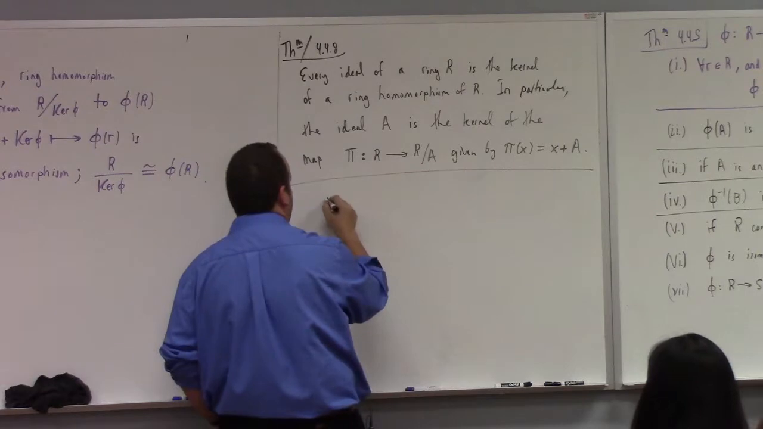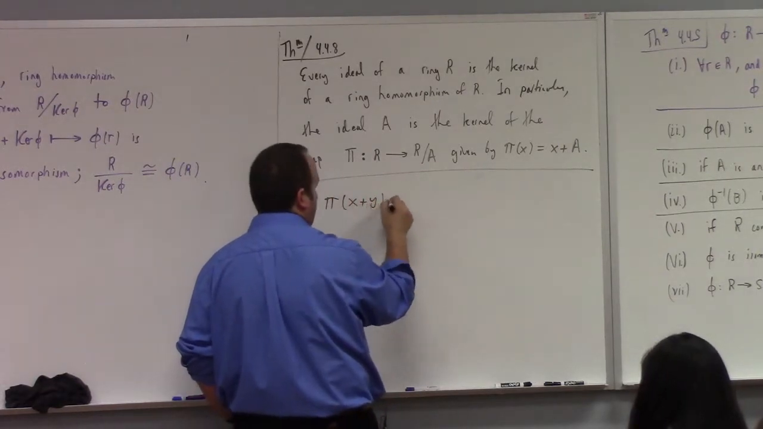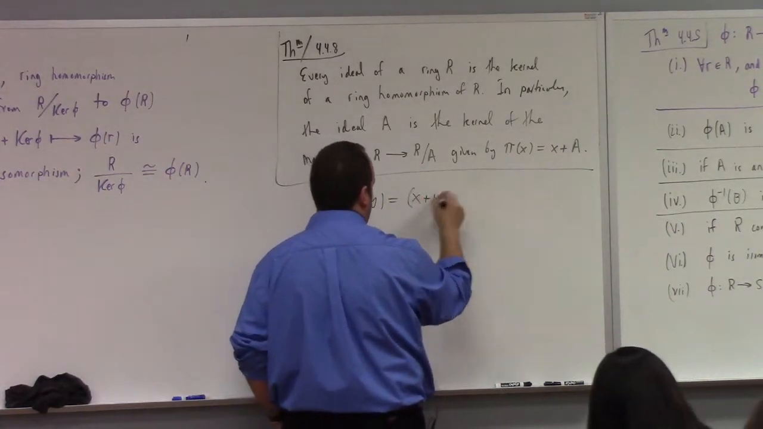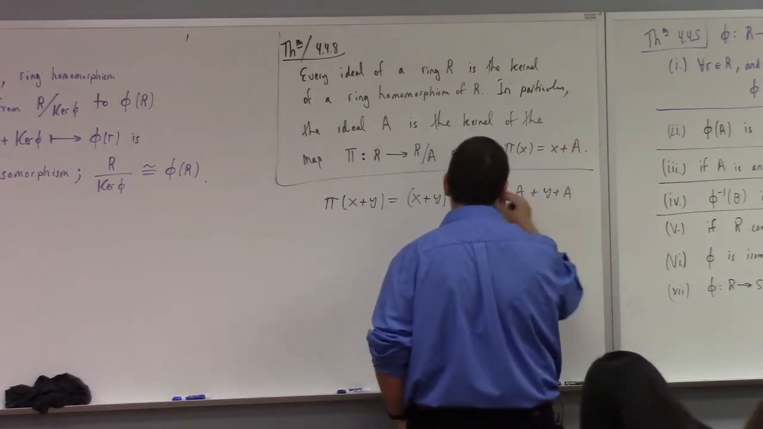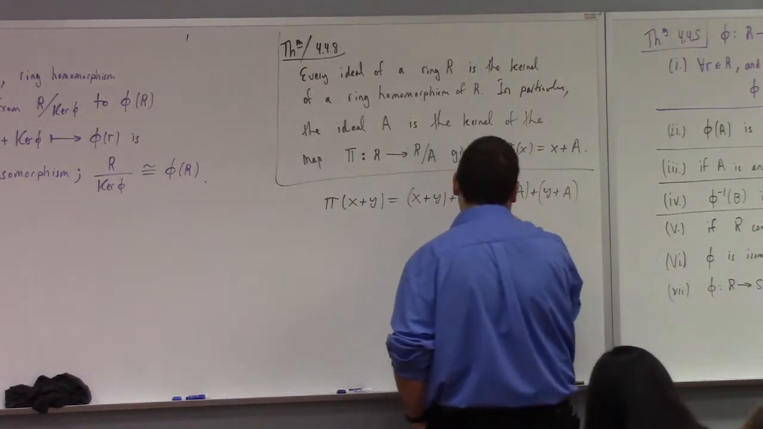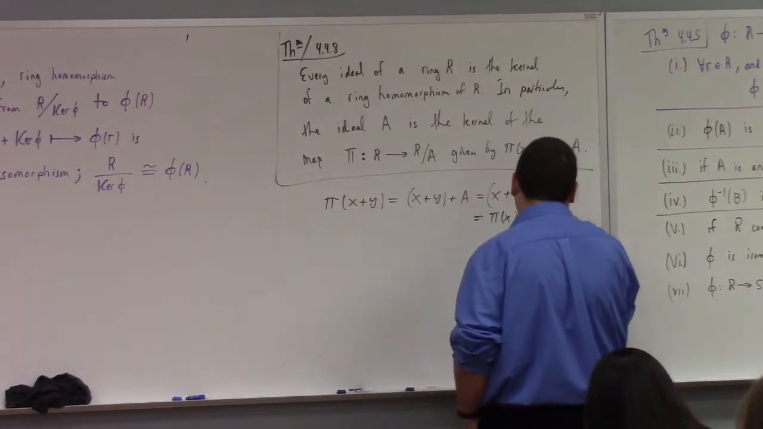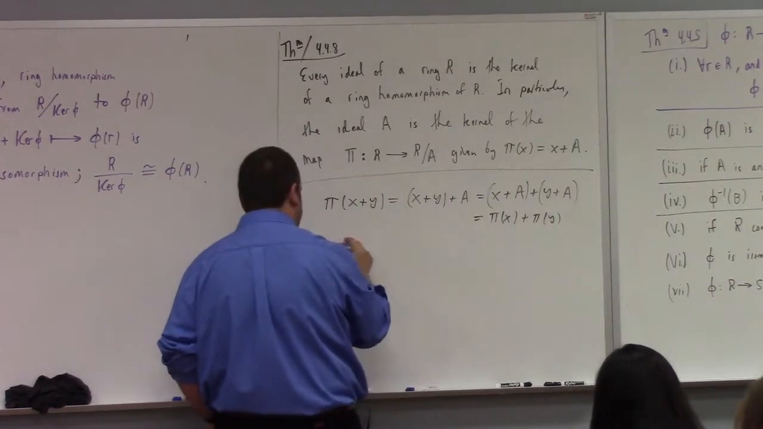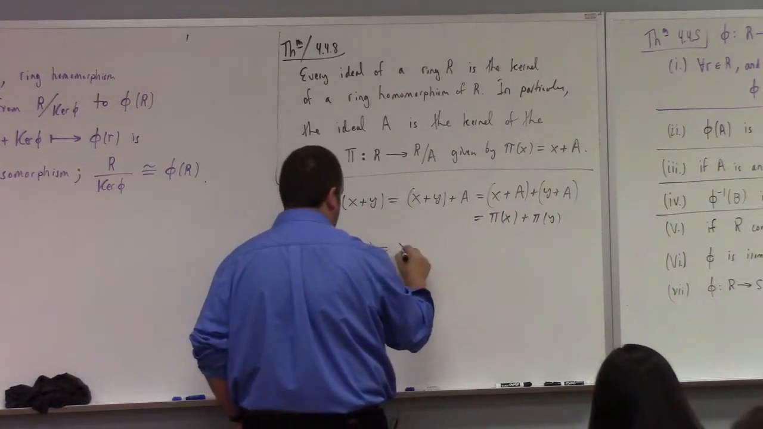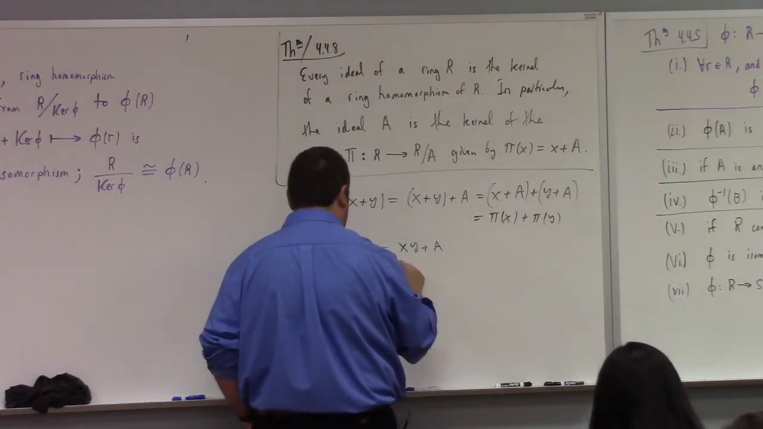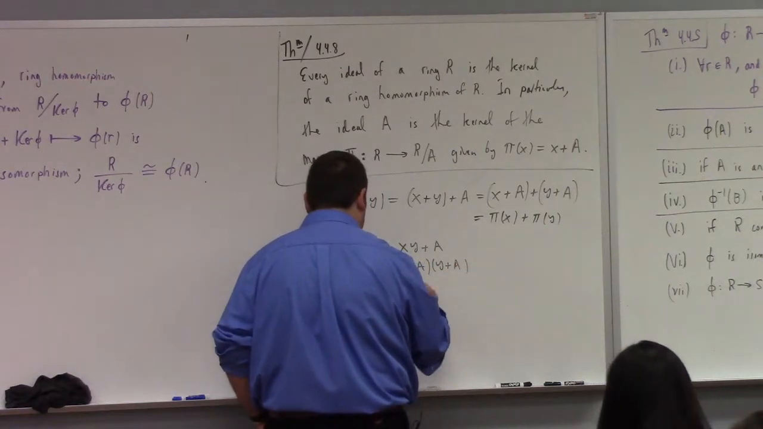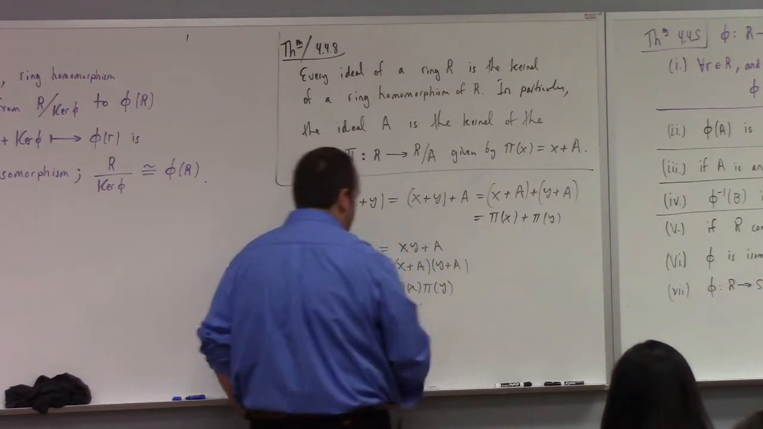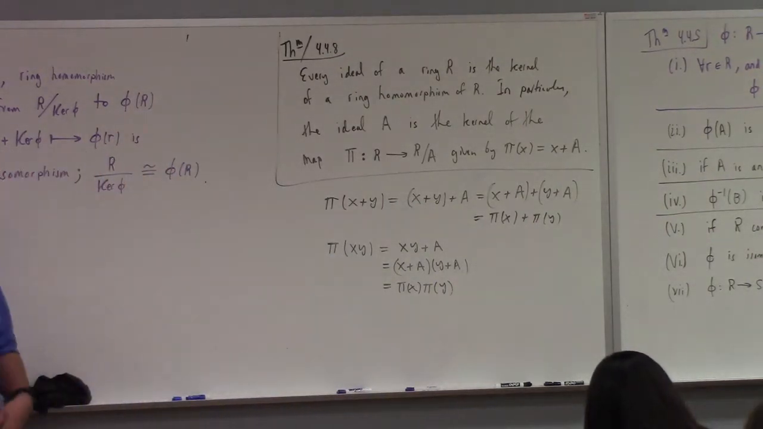So if we look at pi of x plus y, we've got x plus y plus A, which is x plus A plus y plus A by properties of coset addition, yeah? Which is pi of x plus pi of y. And pi of xy is xy plus A, which again is x plus A times y plus A, which is pi of x times pi of y. So you can see that the coset map, of course, is additive, it's multiplicative. Does 1 get sent to 1?